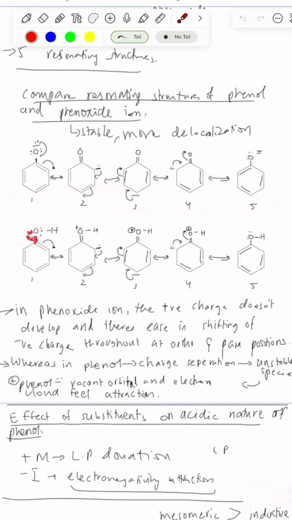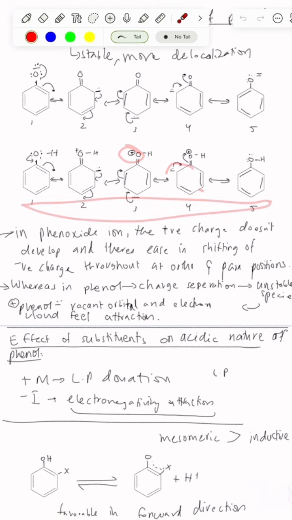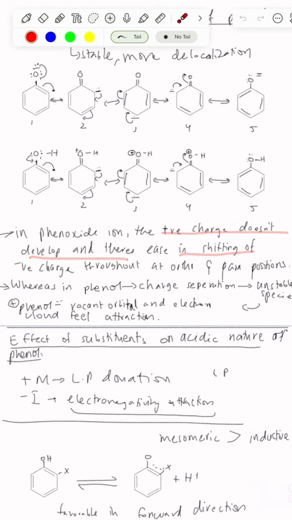So this will bond over here, make a bond over here, and then this will become positive because it is occupying its lone pair. The bond is occupying the lone pair. So now this will shift over there, and then a positive charge will develop, and then all of these structures will remain. But in phenoxide ion, the positive charge doesn't develop. There is an ease in shifting the negative charge toward the ortho and para positions. So this will provide the stability.